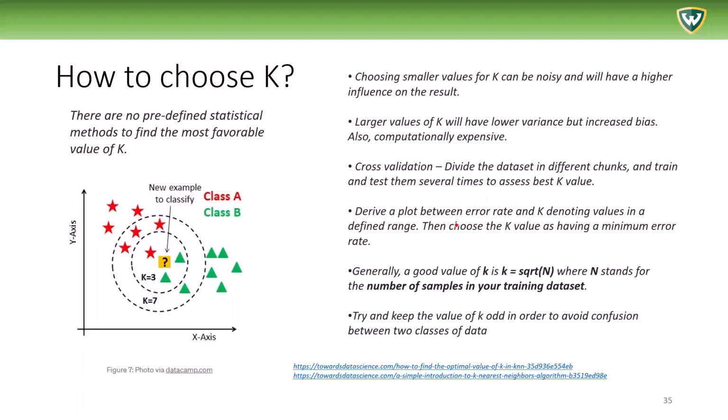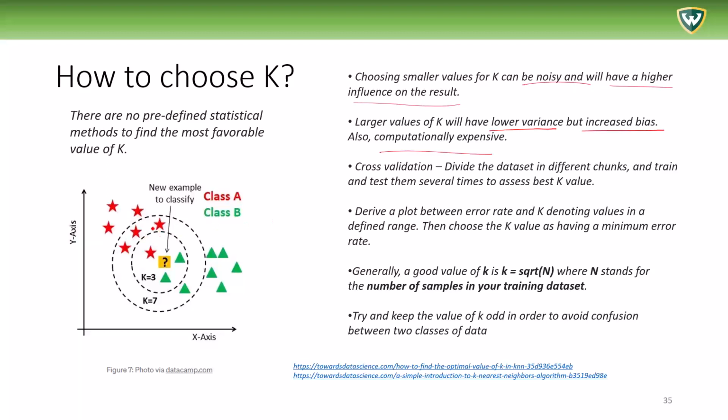So one of the issues is how to choose K. There are no predefined statistical methods to find the most favorable value of K. But generally, choosing smaller values of K can be noisy and will have a higher influence on the result. If you just have, let's say K equals 1, it's just looking at one nearest neighbor, so it's not really good. Generally, larger values of K will have lower variance but increased bias. Lower variance but increased bias. Also, it's computationally expensive, so often we don't want a large number of Ks, because then you've got to calculate all of them.